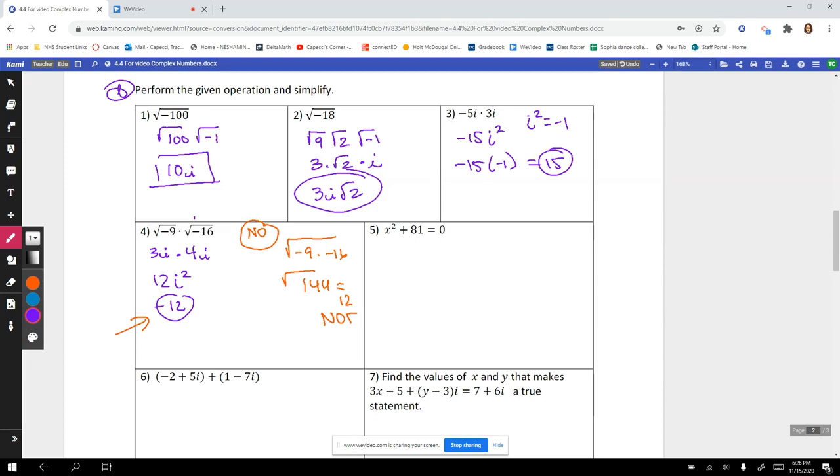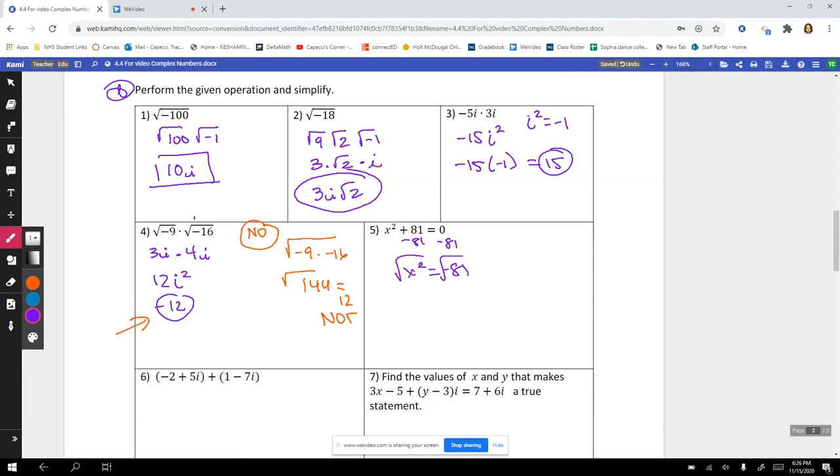Now, I'm looking at number 5. That's not factorable, right? It's x squared plus 81. It's not a perfect square minus a perfect square. It's a perfect square plus a perfect square. So we're going to bring that 81 to the other side. X squared is equal to negative 81.